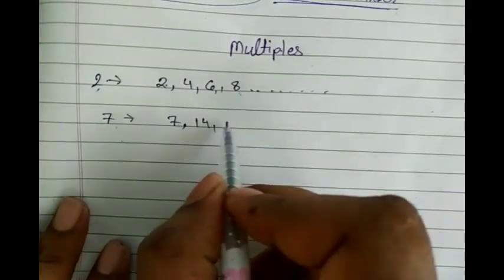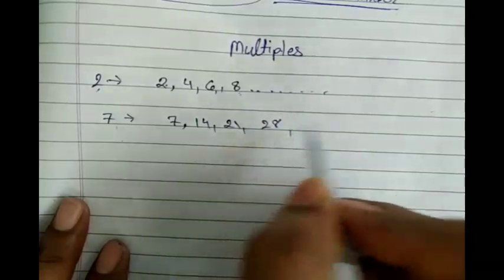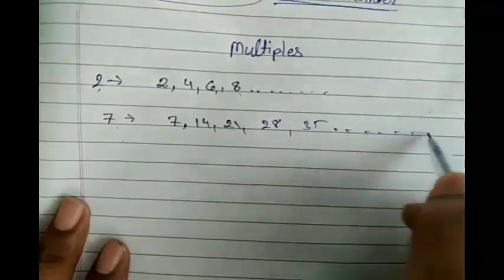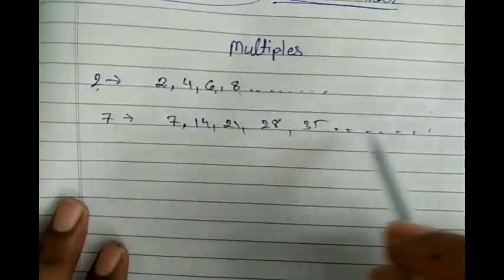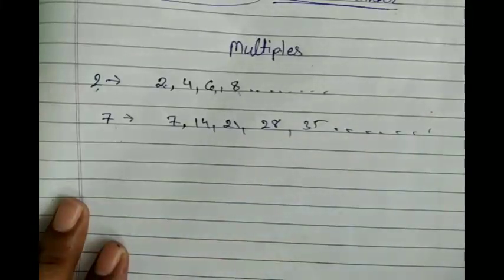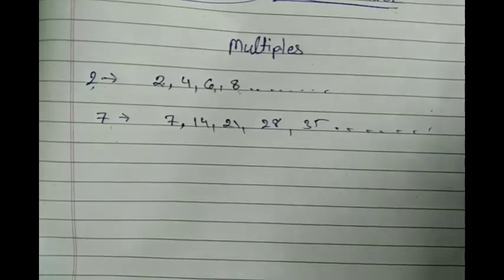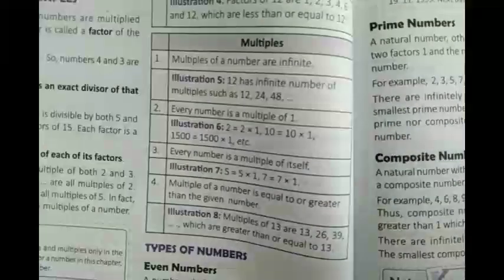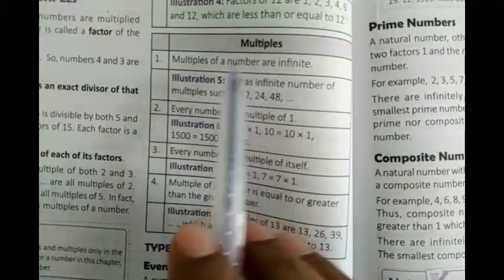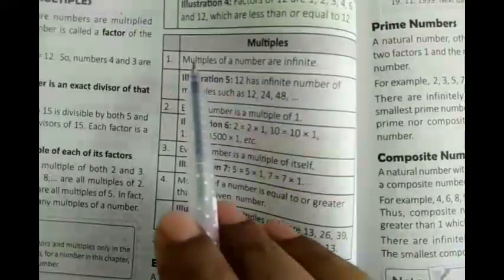14, 21, 28, 35. So we can write as many multiples of any number as we want. We can say that multiples are infinite. There is no fixed number of multiples. We can write as many as we want. Now see some properties of multiples.